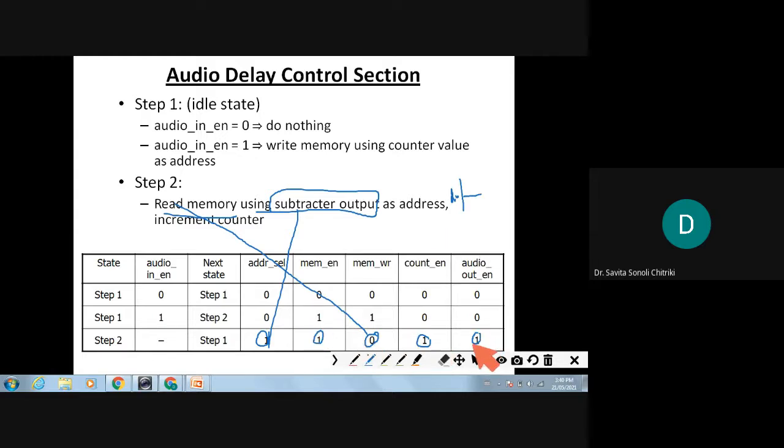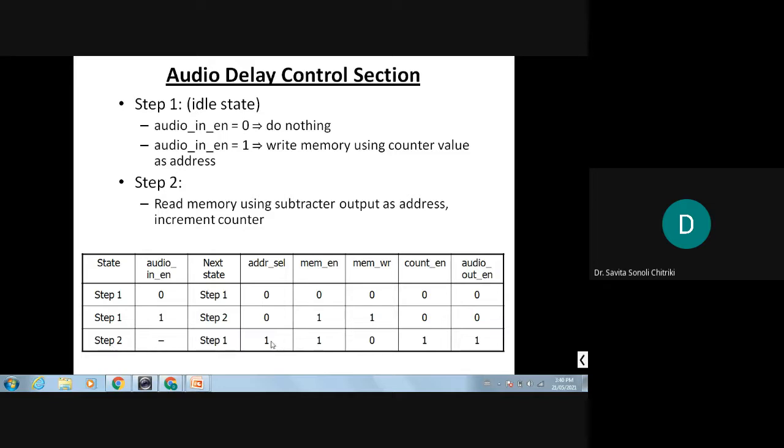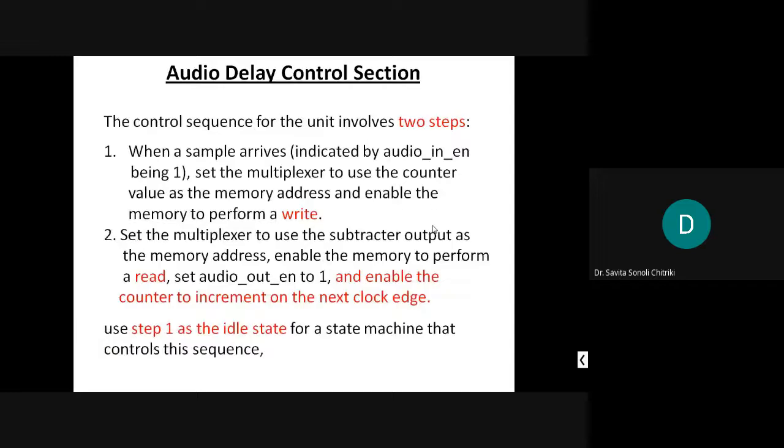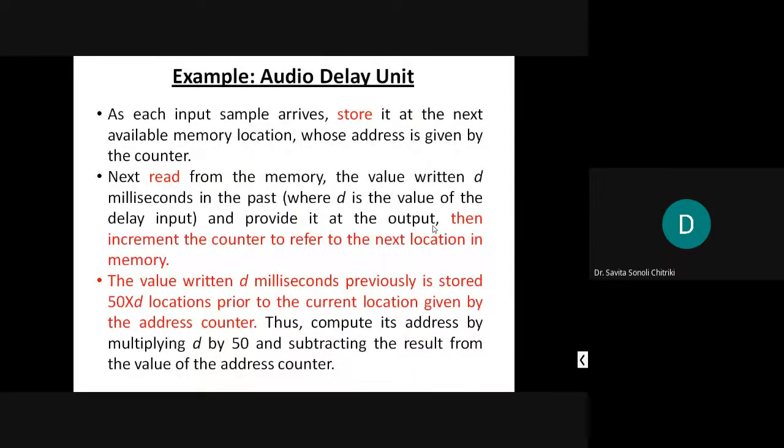Are the control signals generated for the audio delay unit clear to you all? Yes, ma'am. So how the control signals are generated is clear. In step 2, address select is 1, memory enable is 1, memory write is 0, count enable is 1, and audio out enable is 1. Alright, this is the control section for the audio delay unit. Is this problem clear to you all?